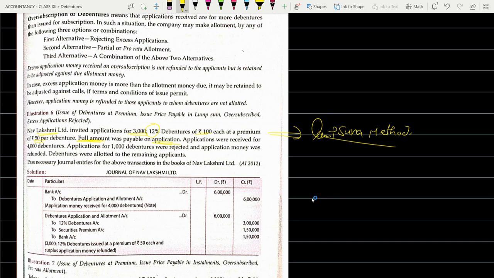So you have to pass a refund entry on these 1,000 rejected debentures. So reverse the first entry. The entry will be: bank account debited to debenture application allotment account, and in the second case, debenture application allotment account debited to 12% debentures, to security premium reserve, and then to bank account.